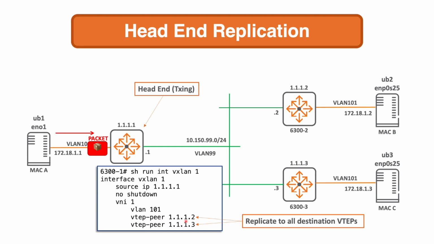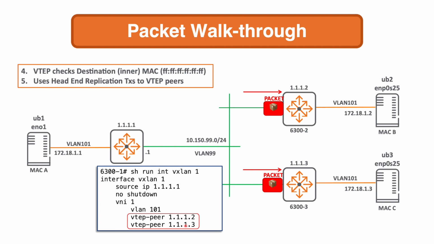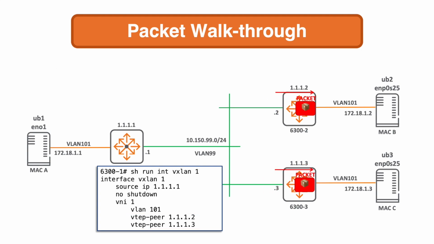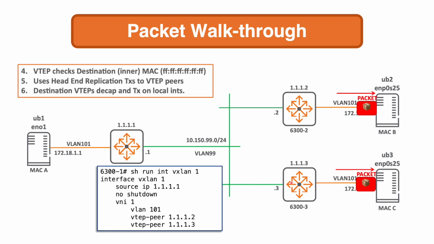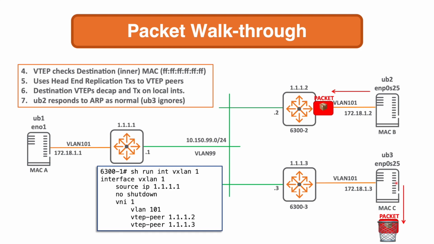At this stage, we've got a broadcast, so we're just going to send that out to our two VTEP peers here. So what happens, we use head-end replication, and that means that a copy goes to this VTEP 1.1.1.2 and to 1.1.1.3. They will receive that and they will decapsulate it, and because the inner MAC is broadcast, they will send it onto their local LAN. And this is standard IPv4 at this stage. So UB3 doesn't know about 172.18.1.2. It will just discard that ARP.